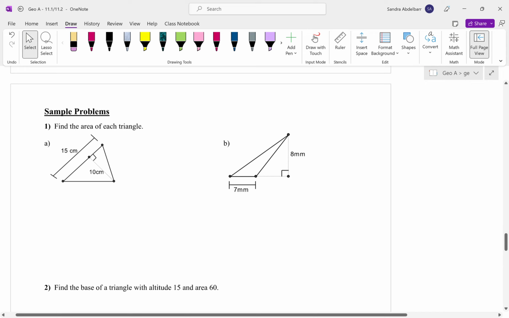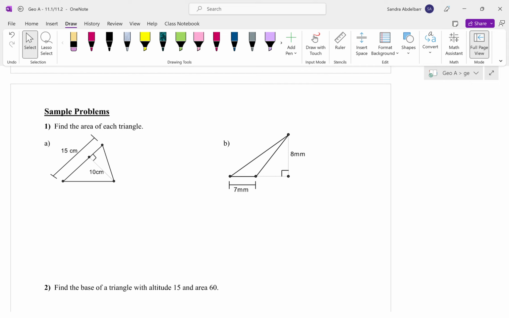All right, find the area of each triangle. The first problem I gave you is nice. Why? Why have I been nice in this problem? You gave us the length and the base and the height. I gave you the height, right? I gave you that right angle, so I know that 10 centimeters is the height. The height always connects to the base.